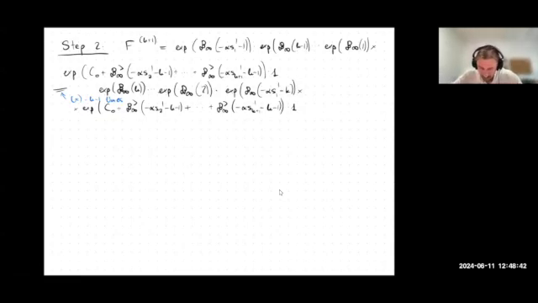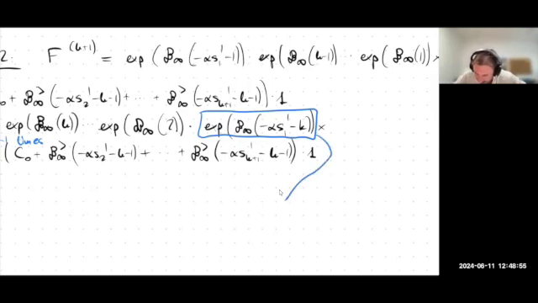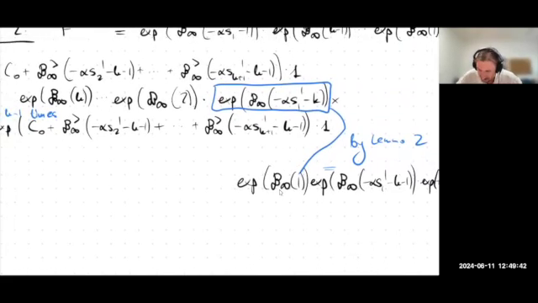And then I want to use this other lemma, lemma 2, which allows me to replace this thing, so this thing, by lemma 2 is equal to exp at p infinity 1 exp p infinity minus alpha s1 prime minus k minus 1 times exp at minus c0. And then if I use this identity and I plug it into this identity, I end up with something that I want.